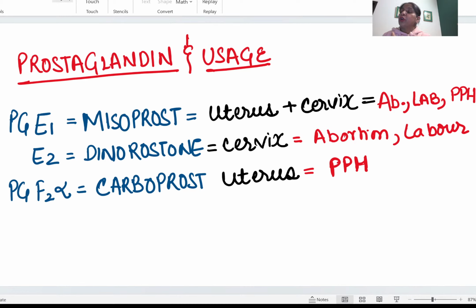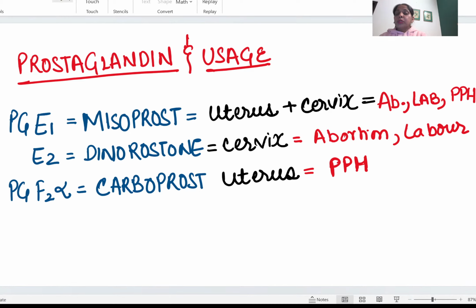In the first trimester also we give it along with misoprostol. They are used in abortion induction and labor induction because it is acting on the cervix. When we have to give it in abortion and labor induction, there we have to do cervical ripening. And as we have seen, it can also be used in PPH, because when we have to contract the uterus, then we want the drug to act on the uterus.